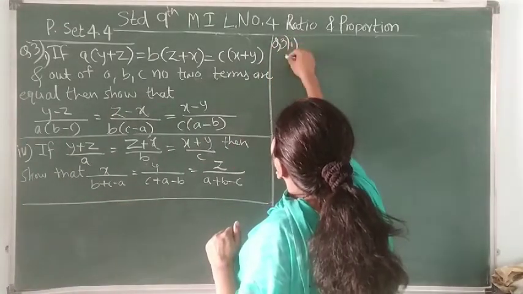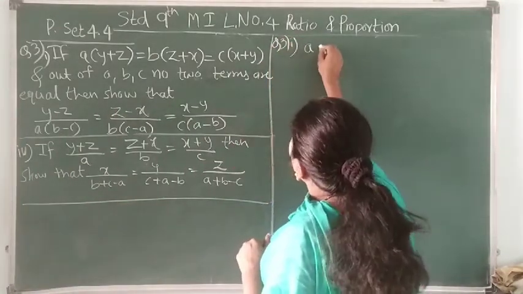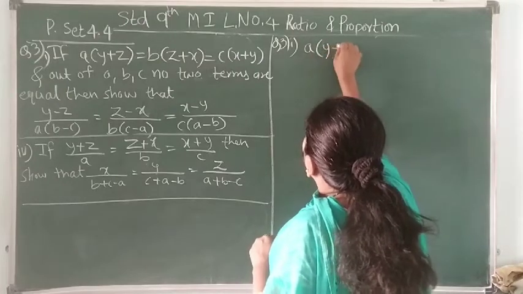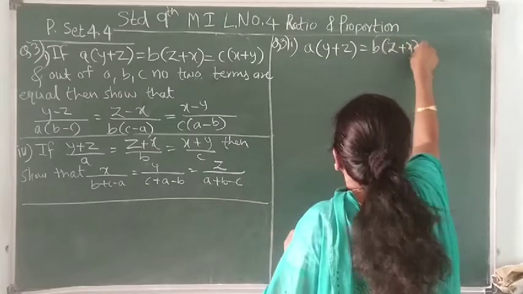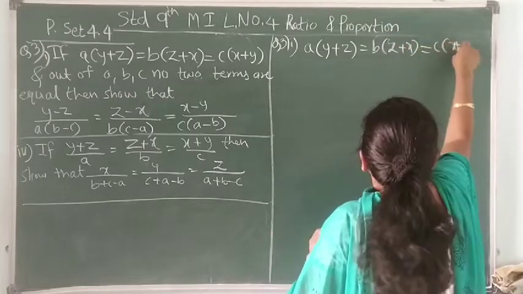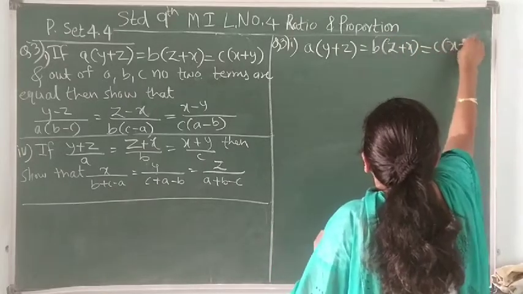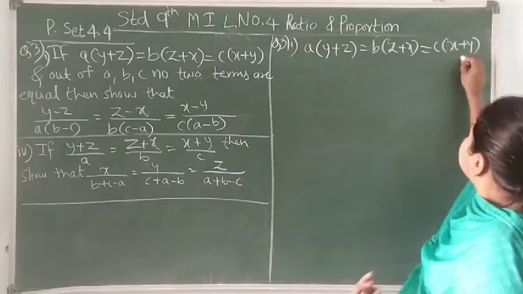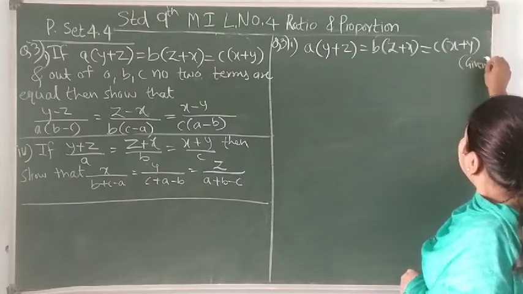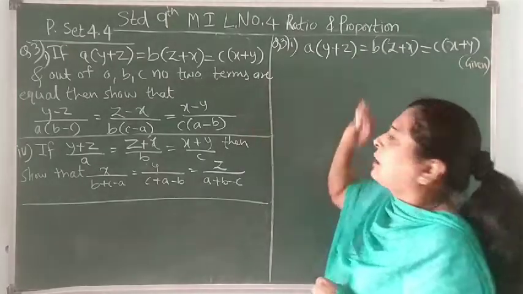Question 3, sub-question 1. A(y + z) = B(z + x) = C(x + y). So these three products are equal. This is given. Now here we do not have any ratio.